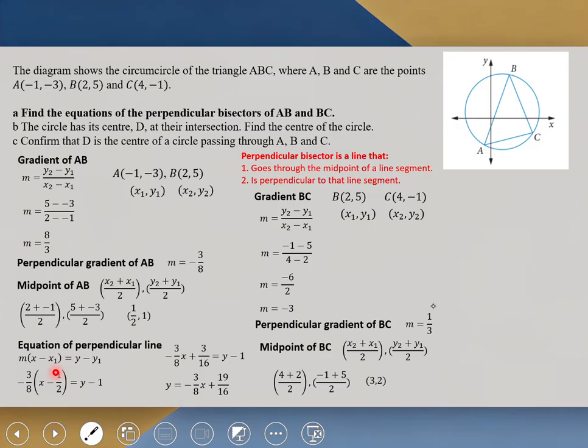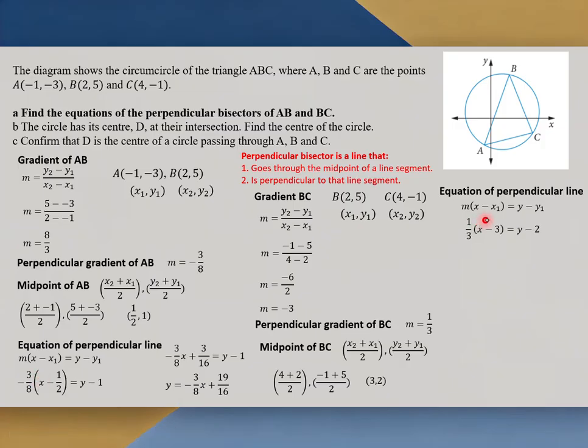The final step is I've got my perpendicular gradient, I've got my point, so I'm going to create an equation using point-gradient form. So that means I've got m in brackets x minus x1 is equal to y minus y1. I substitute my gradient in, and I substitute my x and my y into the formula. The next part is I need to expand. So I've got 1/3 x, and 1/3 times -3 is -1. And then I grab the -2 from the y to the other side, and it will be y is equal to 1/3 x plus.